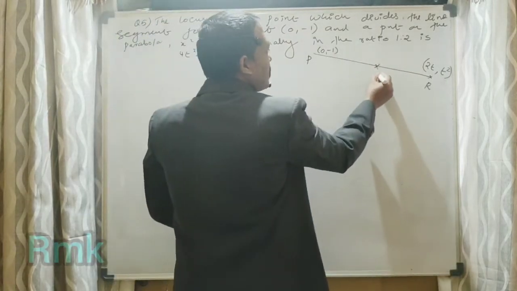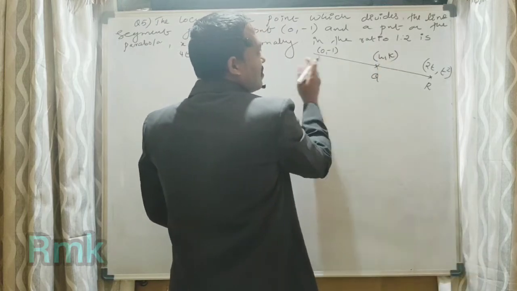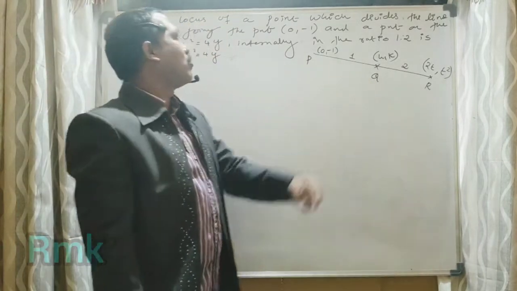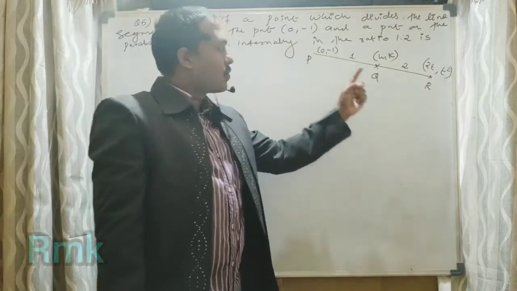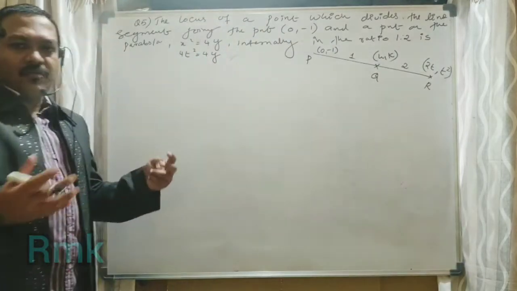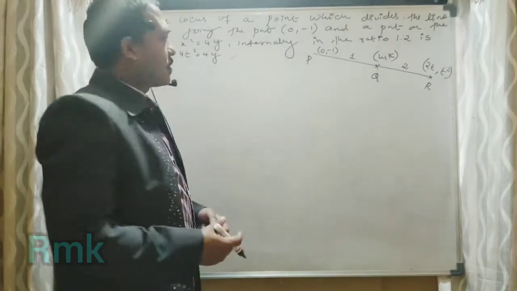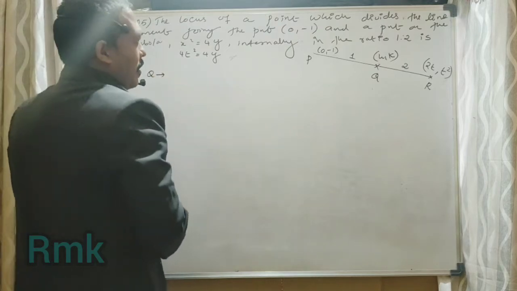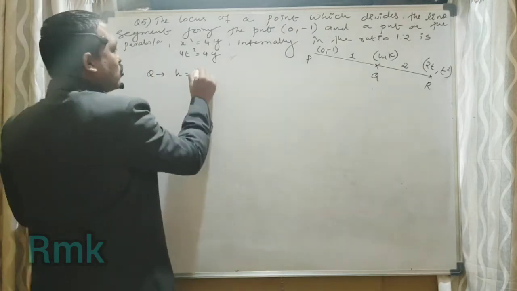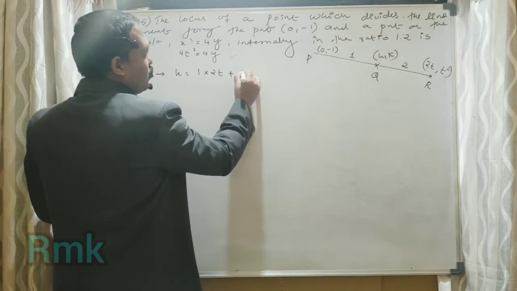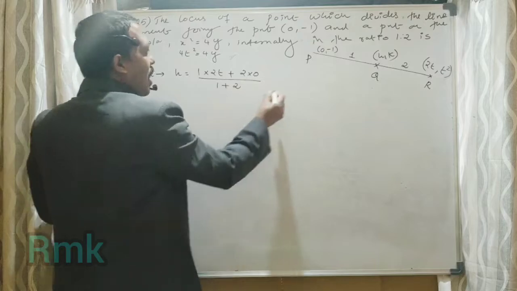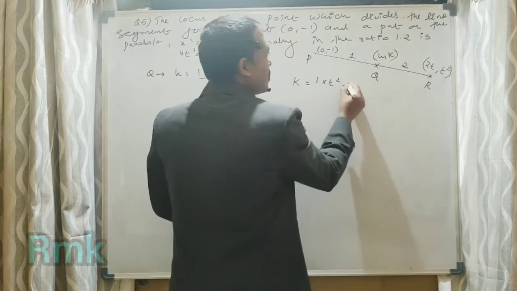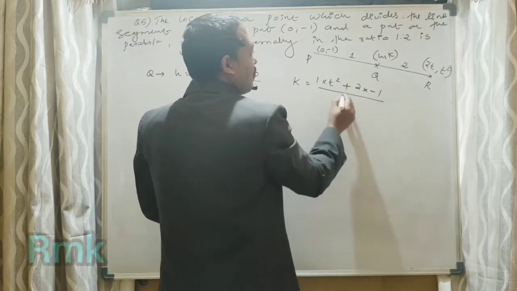And here point Q (h, k). This (h, k) divides this line segment in the ratio 1 is to 2. Find the locus of this point Q, the point which divides. Locus means a travelling path. It is an equation of a straight line or parabola, ellipse, etc. So by the section formula, Q implies h is equal to 1 into 2t plus 2 into 0 divided by 1 plus 2, and k is equal to 1 into t square plus 2 into minus 1 divided by 1 plus 2.